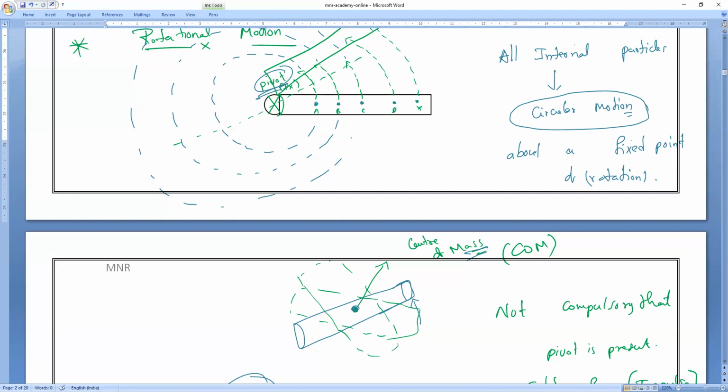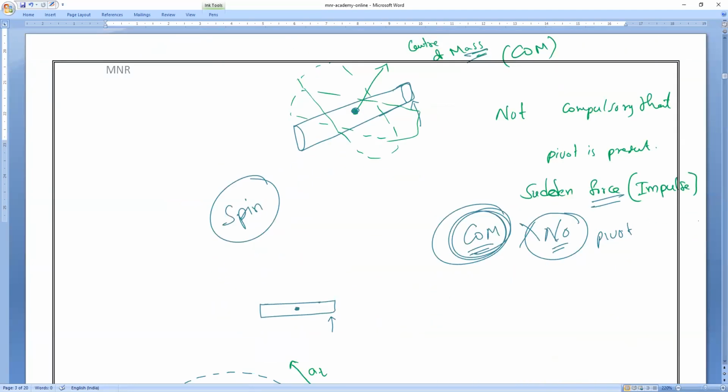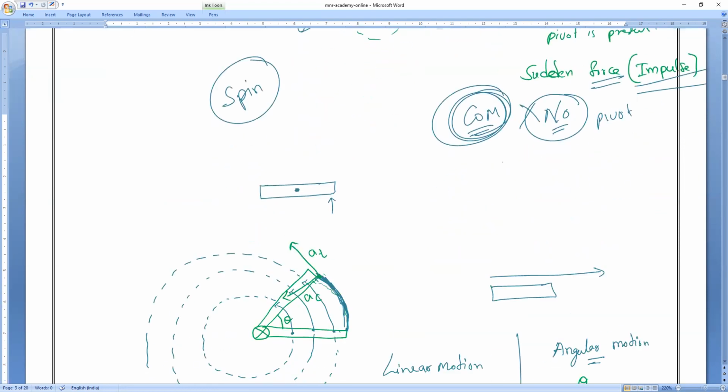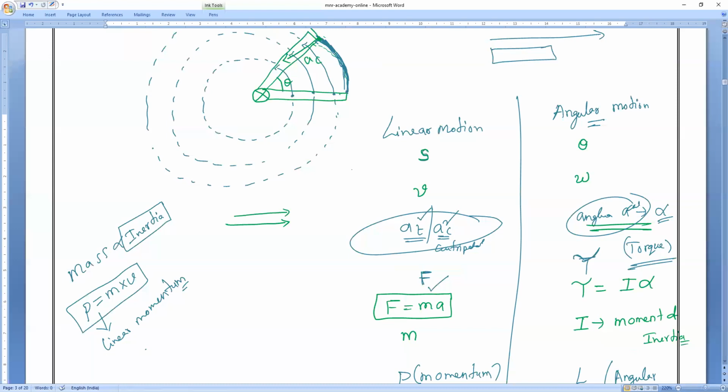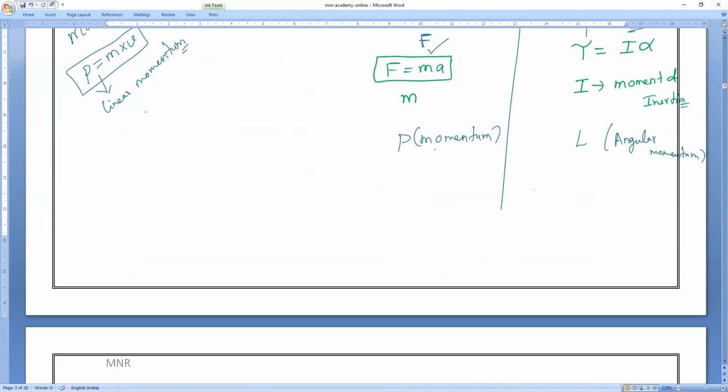With or without a pivot, if a sudden jerk, a sudden force is given, that sudden force we call impulse. So the whole body will start rotating about a fixed point. That is what we call rotational motion without a pivot point. Then we are going to study linear motion and angular motion, and the terminologies from here will continue in the evening class.